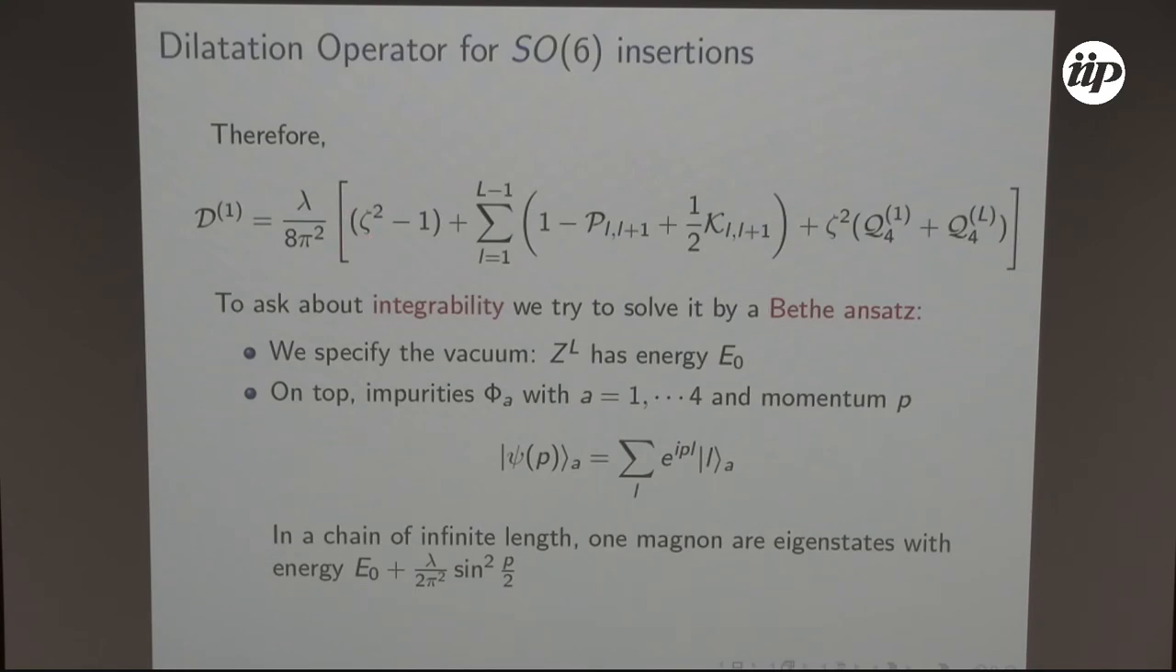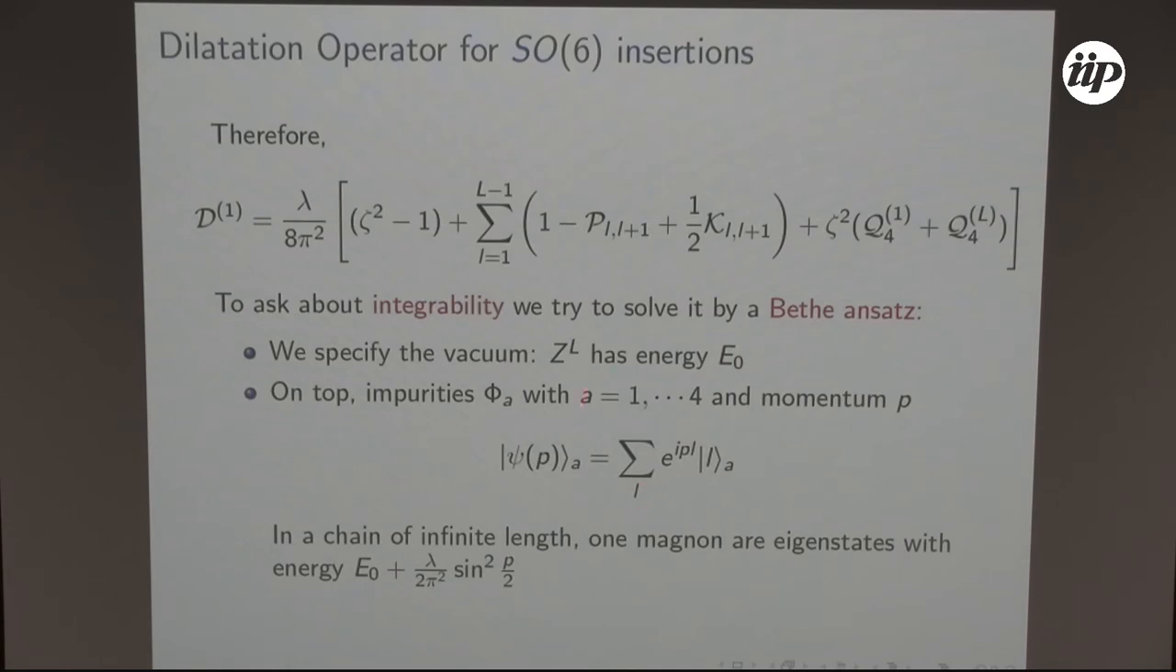On top of it, for the moment, let's forget about the boundaries. Imagine that you have an infinite chain. You can propagate impurities. I'm going to call them φA impurities, with A from 1 to 4. And then you can put an impurity in a generic position with some momentum p. And this is what is typically called a magnon, right?